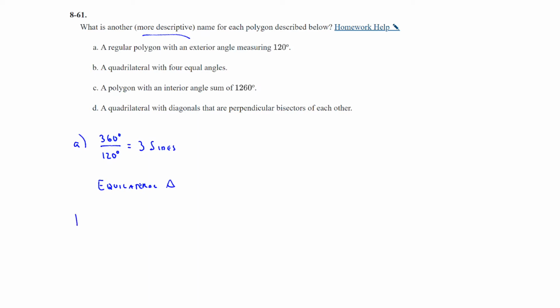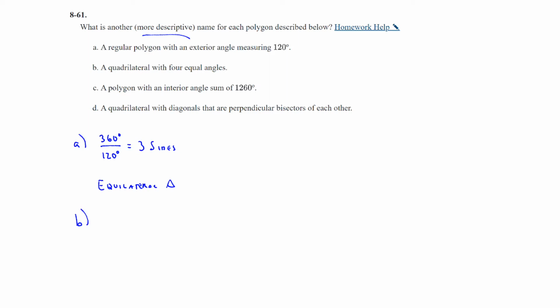All right, part B. A quadrilateral with 4 equal angles. Well, to have the equal angles, we're looking at a rectangle. Does it have to be a square? Well, it's not saying anything about the side lengths on this one.